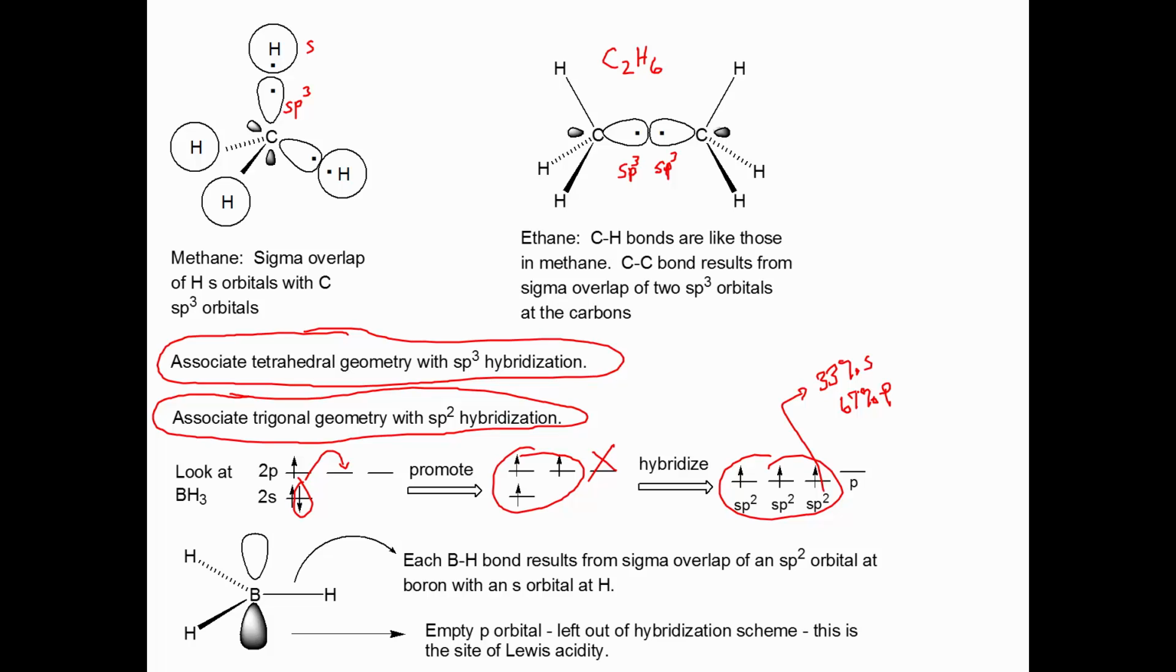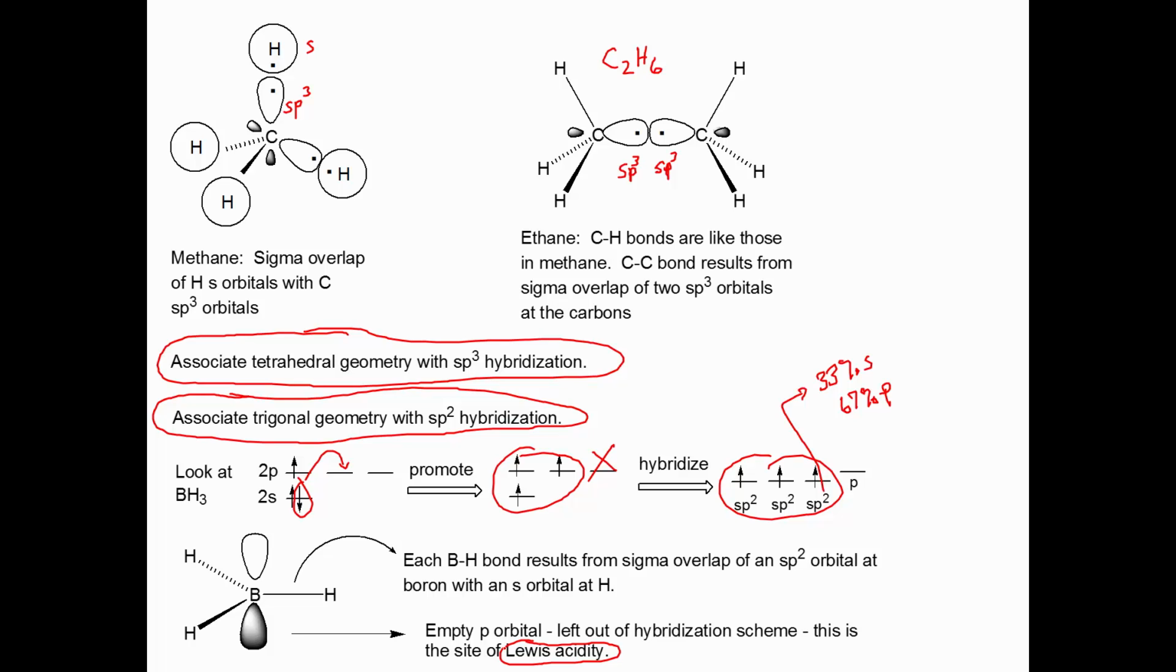The empty p orbital that was left out of the hybridization scheme is empty, so this is our site of Lewis acidity. All right, so in BH3, we're not going to achieve an octet, but this is what accounts for it being such a good Lewis acid.